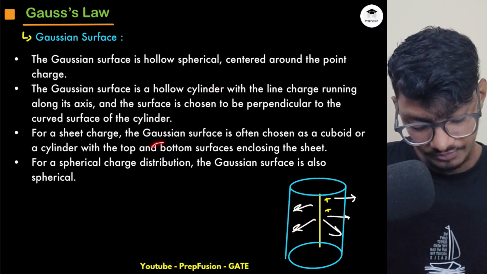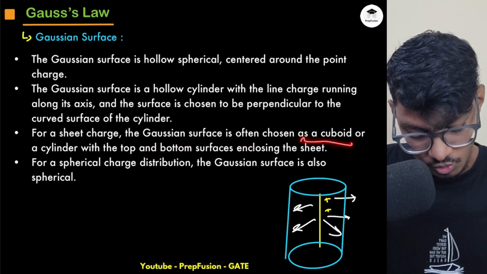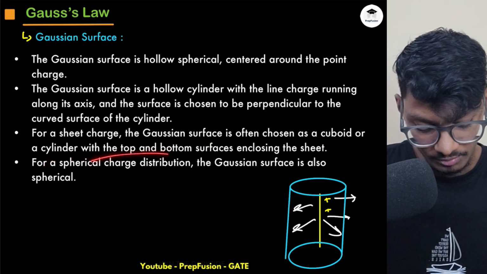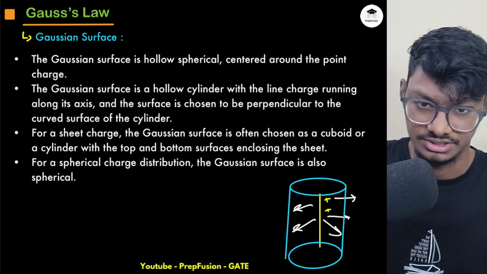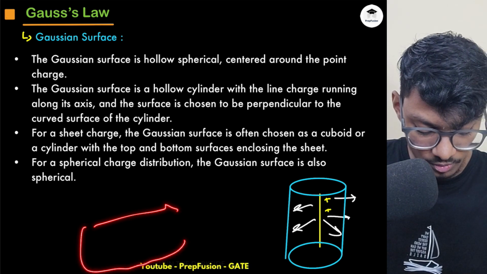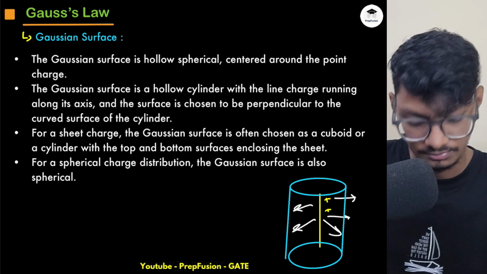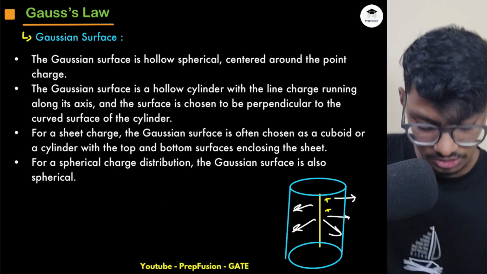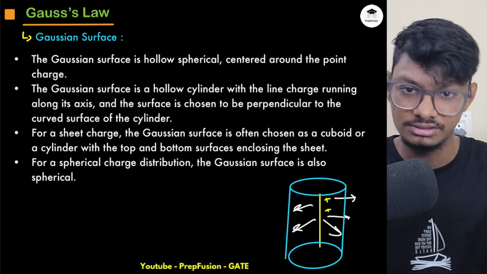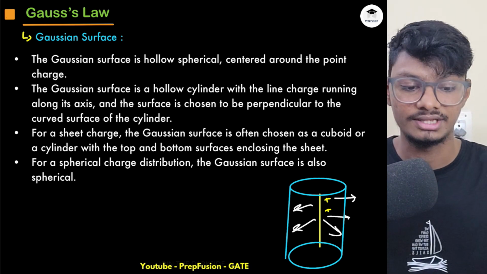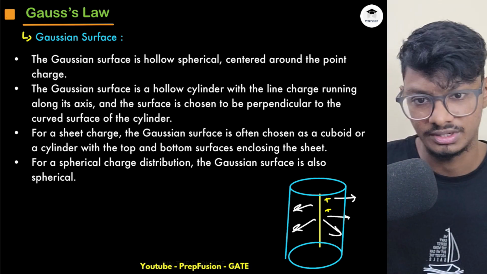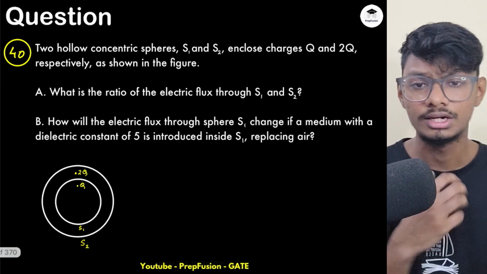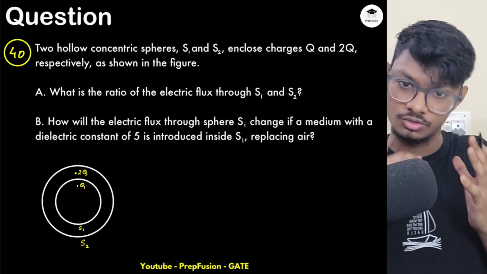For a sheet charge, the Gaussian surface is often chosen as a cuboid or cylinder with top and bottom surfaces enclosing the sheet. Again, if I choose a cuboid, the field will just be perpendicular. For a spherical charge distribution, the Gaussian surface is also spherical, just like for a point charge or any other spherical distribution like a ring. Now let's do a few questions on this Gauss's law.